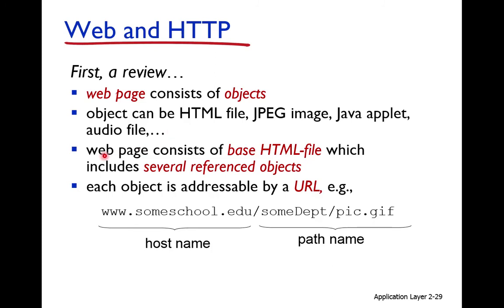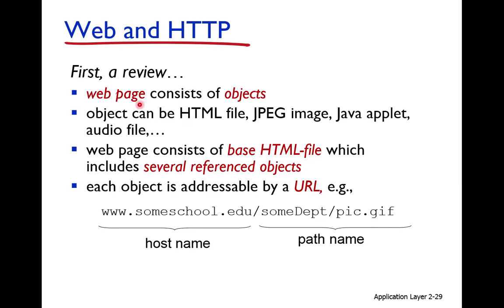But each web page consists of a base HTML file, the main HTML file, which includes the references to other objects. So basically a web page consists of objects, and each web page consists of a base HTML file where all other objects are referred.